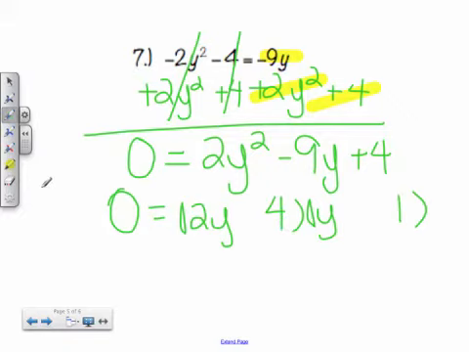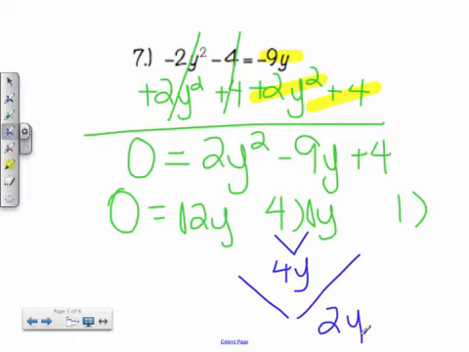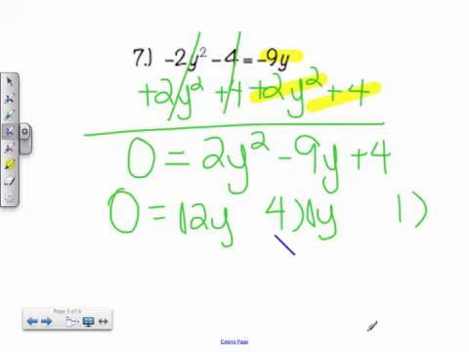Now I'm just going to check with my carets to make sure that it works. I'm going to erase my carets eventually so it's not in my way. So right here, I end up getting 4y, and here, I end up getting 2y, and that does not give me the 9y that I want, so that doesn't work. So I'm going to try something different. I'm going to try to put the 1 here instead, and the 4 here, and see what I get.